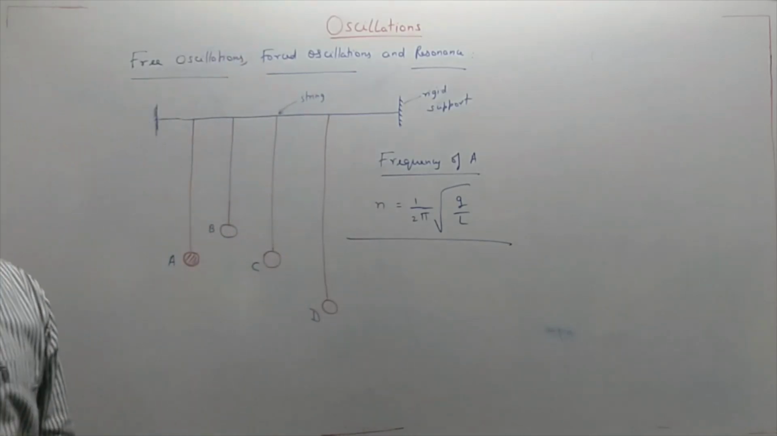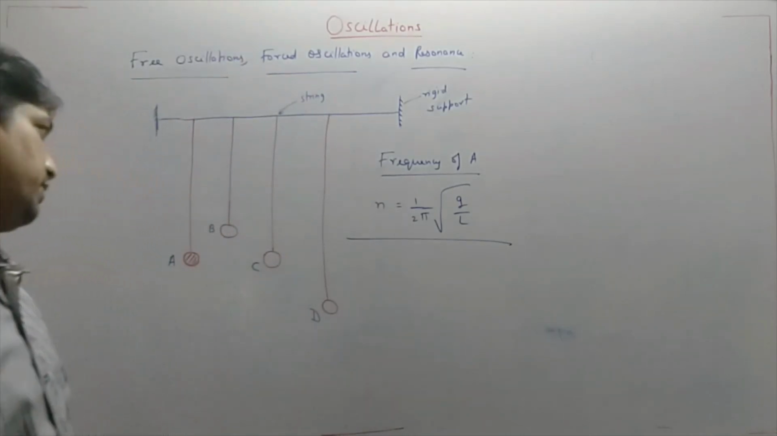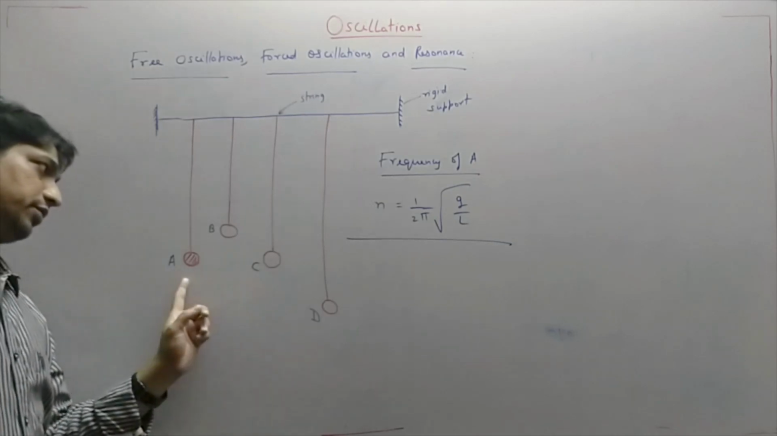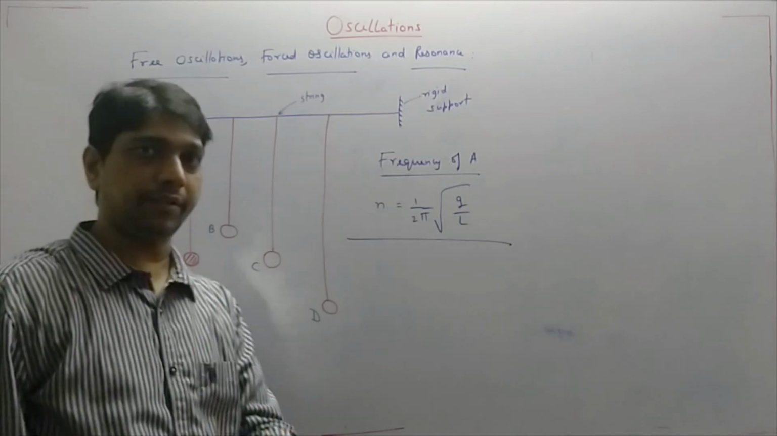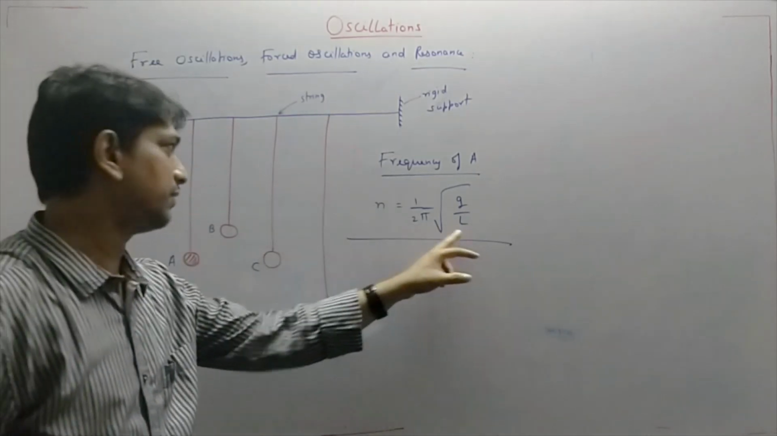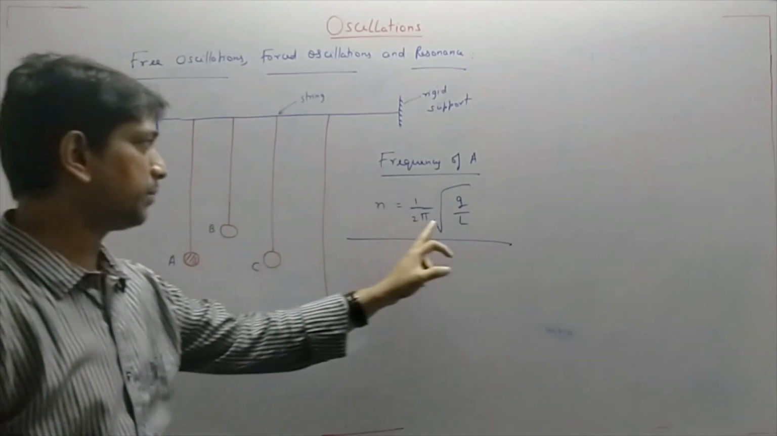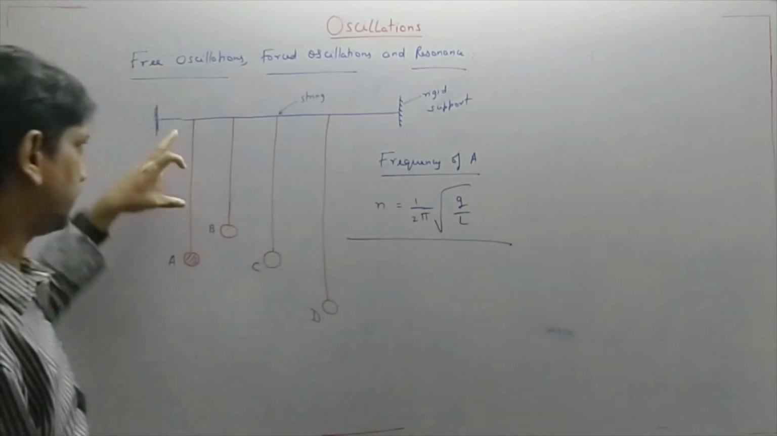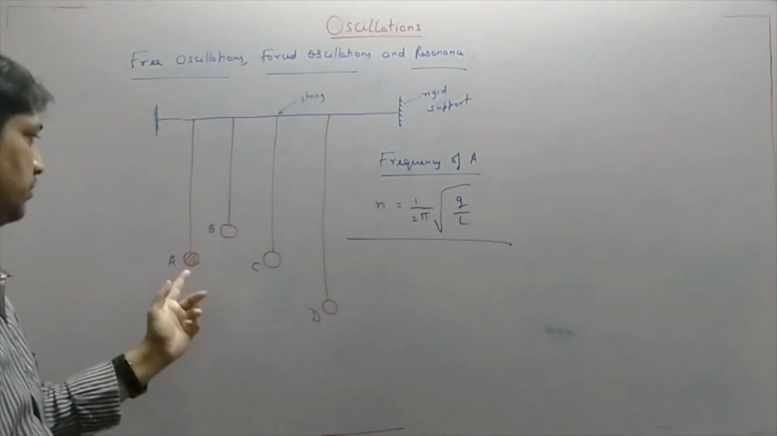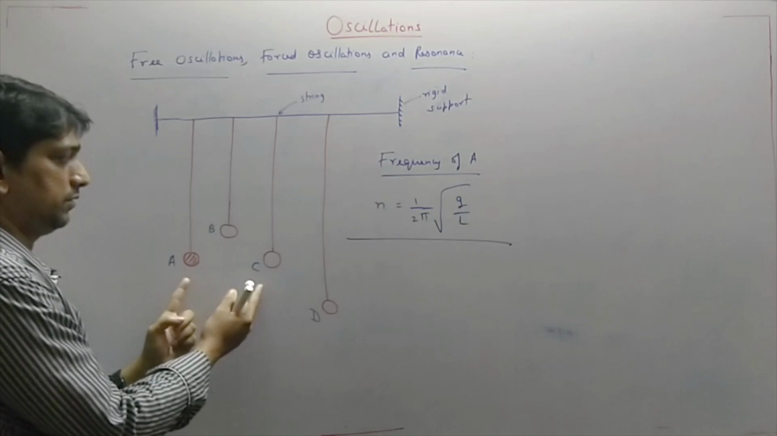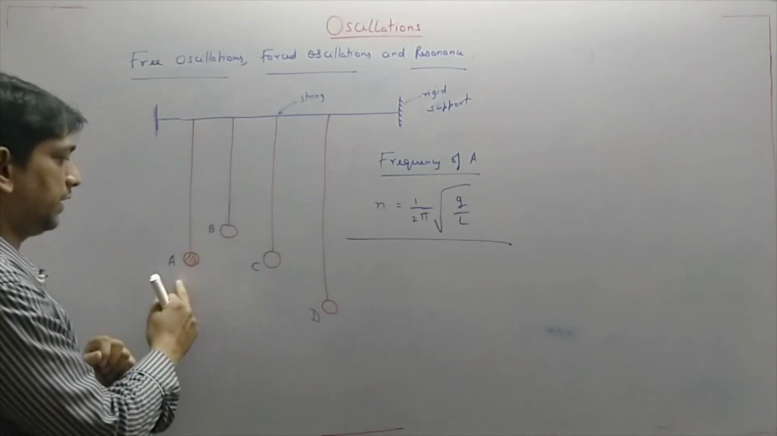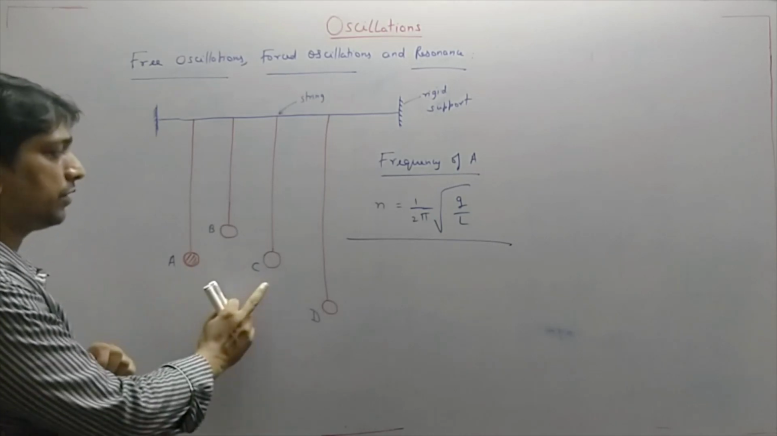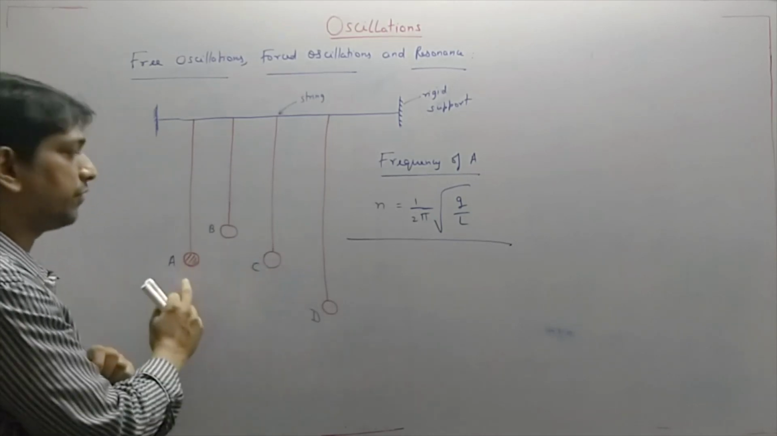But what can you observe? You can observe that the frequency of C and the frequency of A is the same. Why is it the same? Because the length is the same. Frequency depends upon length and g, which are constant. If the lengths of A and C are the same, then C will oscillate with the same frequency as A, and it is going to attain a maximum amplitude, that of A.